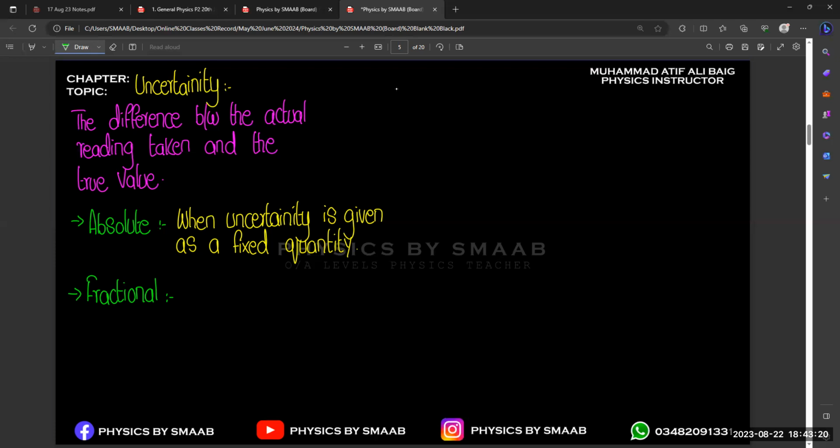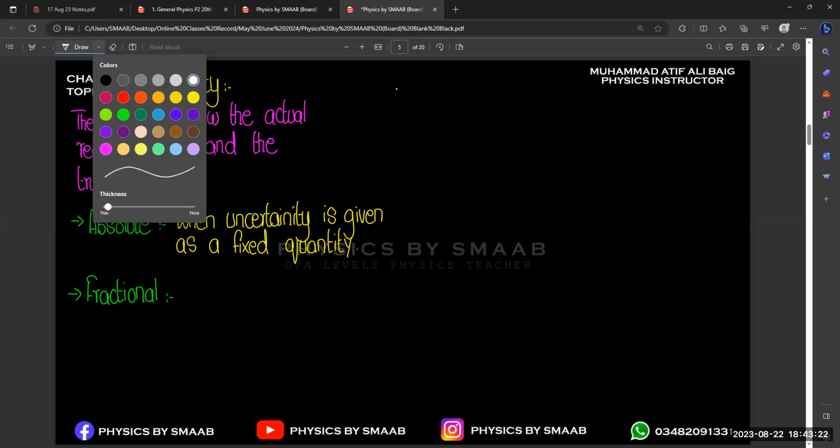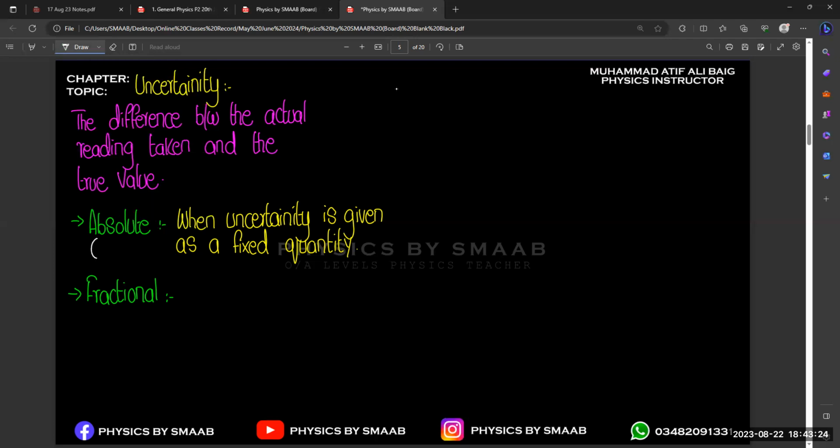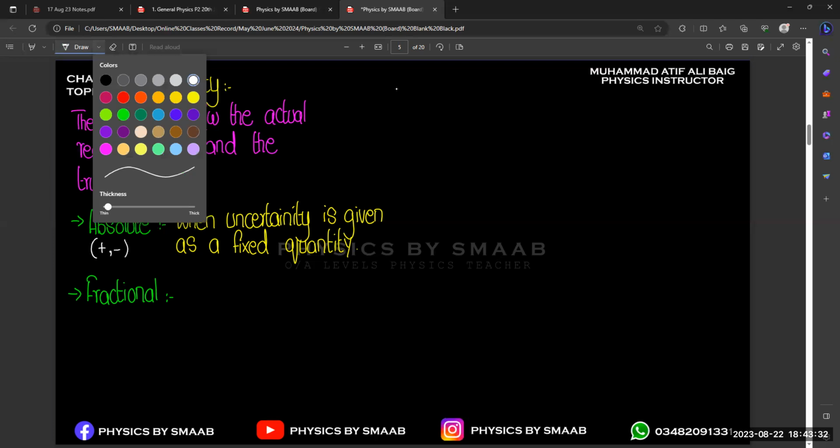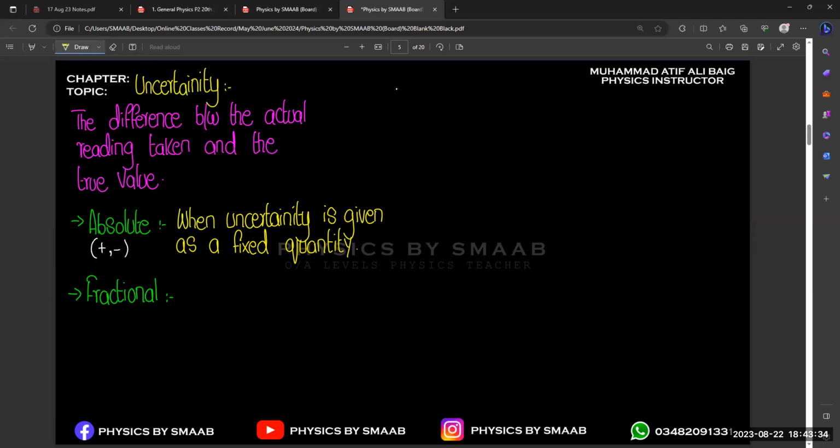So in short, if we talk about the absolute, in absolute we are going to work with the addition and subtraction operators, right? And if we are talking about the fractional one, your uncertainties will be in fractional form.